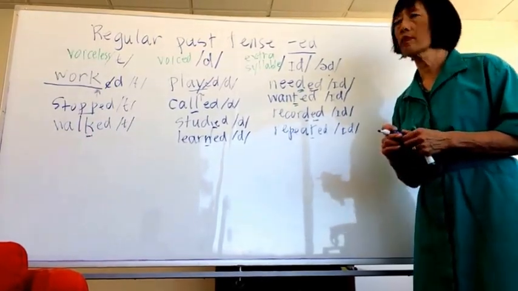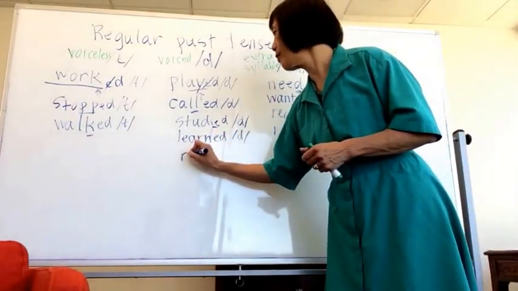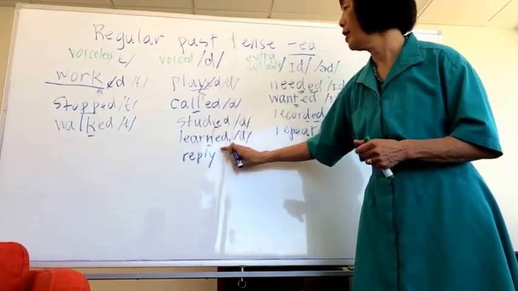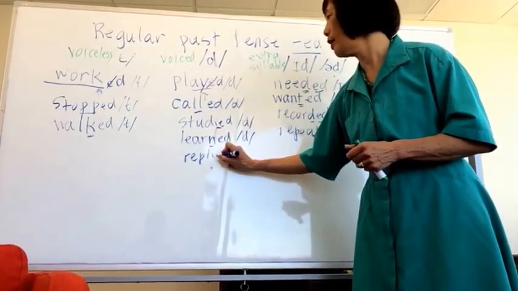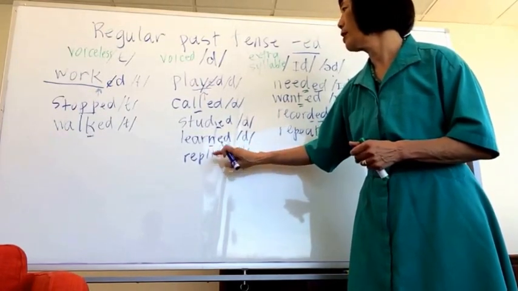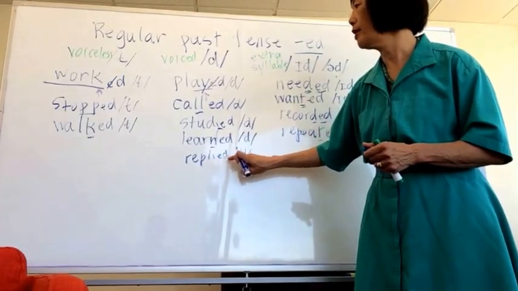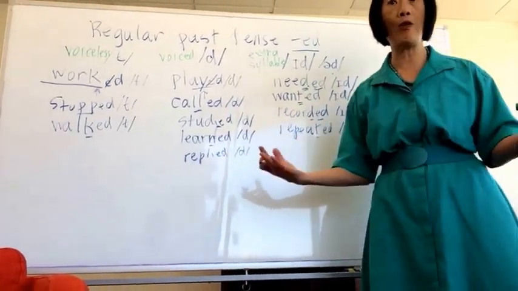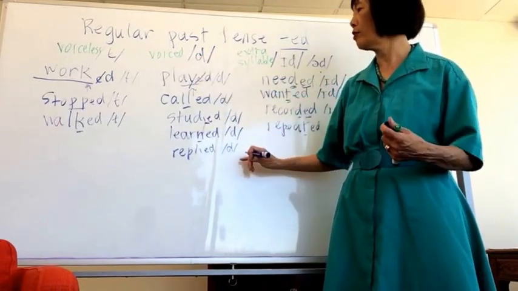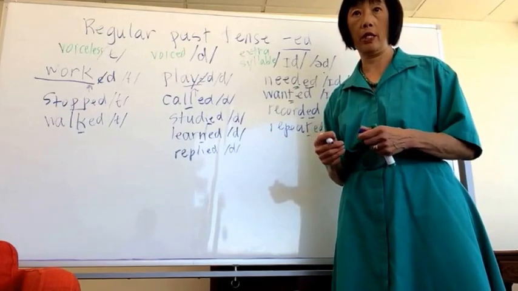Reply. Replied. All right, so we have reply, which ends in the letter Y, just like study. So when we change it to I and then add ed, we get replied. This sound is E in studied, and this sound is I in replied. Both of them are vowel sounds, which we remember are always voiced, so they are followed by the d sound.